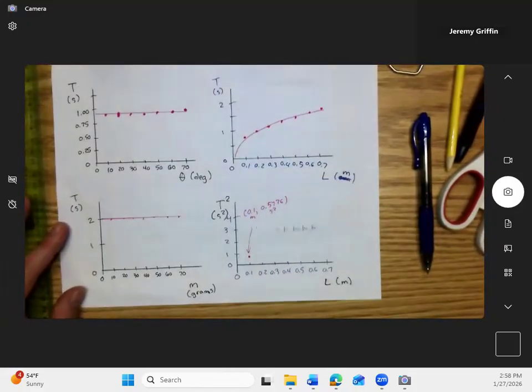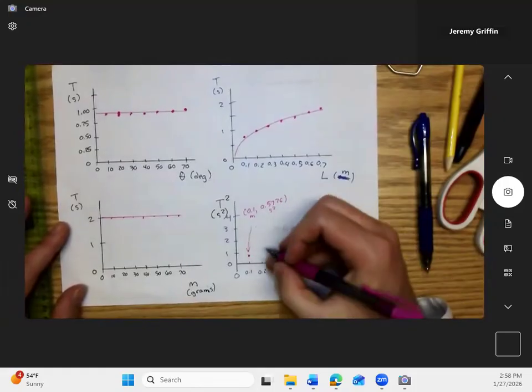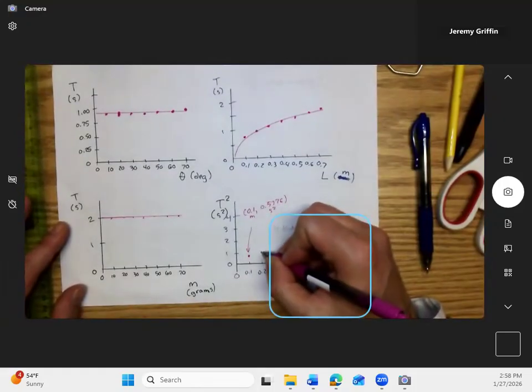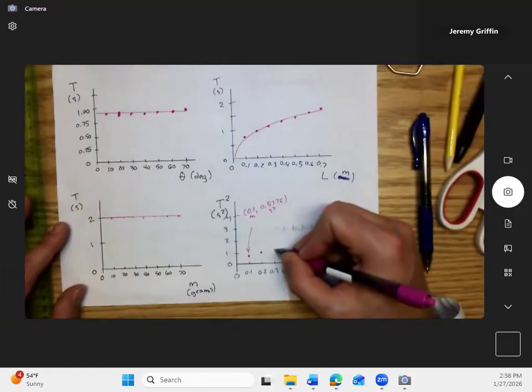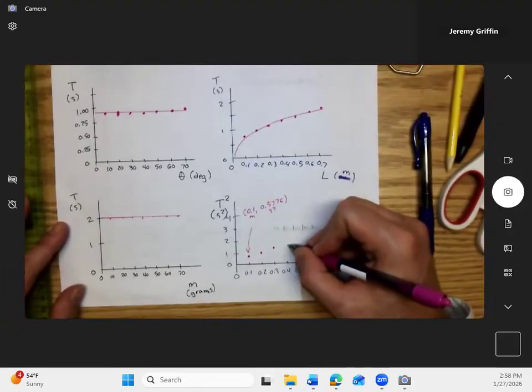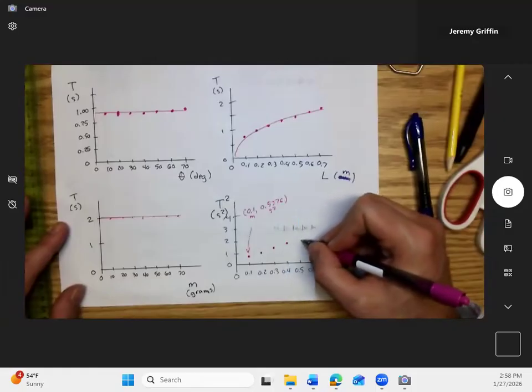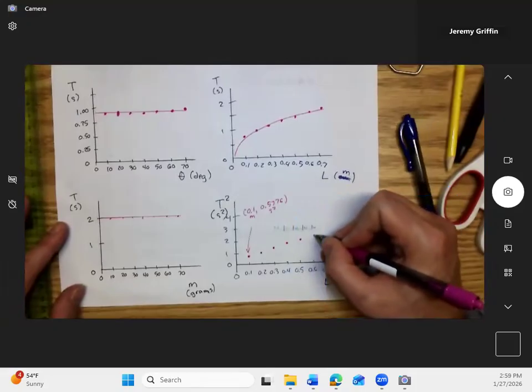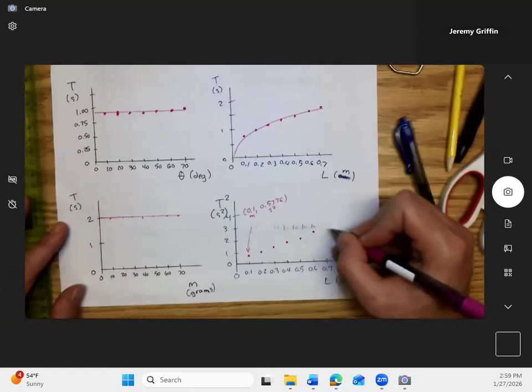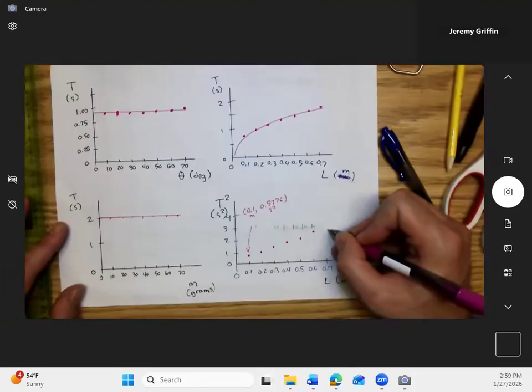Okay, what's another point? 0.9409. It's right up there. Okay, and 30 centimeters. 1.23 something. It's probably right about there. 1.5876. Right up there. 1.74. Right there. 2.31. It's probably right about there. 2.59. Right about there.